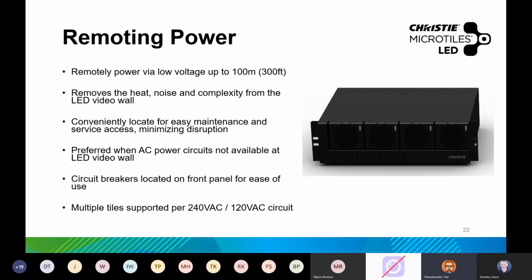They run at full efficiency, more than 96% efficiency at 240 volts, and then they're slightly degraded, but also compatible with 120 volt circuits. The circuit breakers are located on the front panel, which makes it a lot easier in the case where you have to reboot them, power up and power down, maybe if you lose power in the building. Next slide.